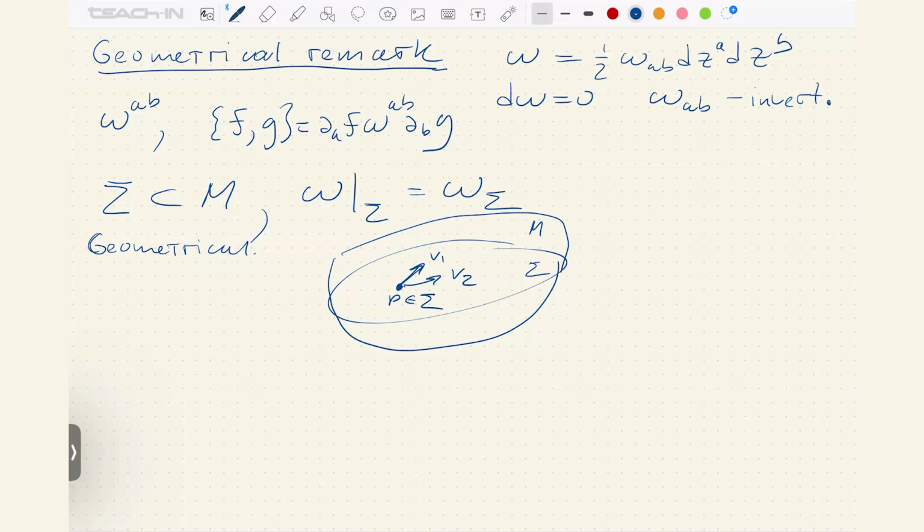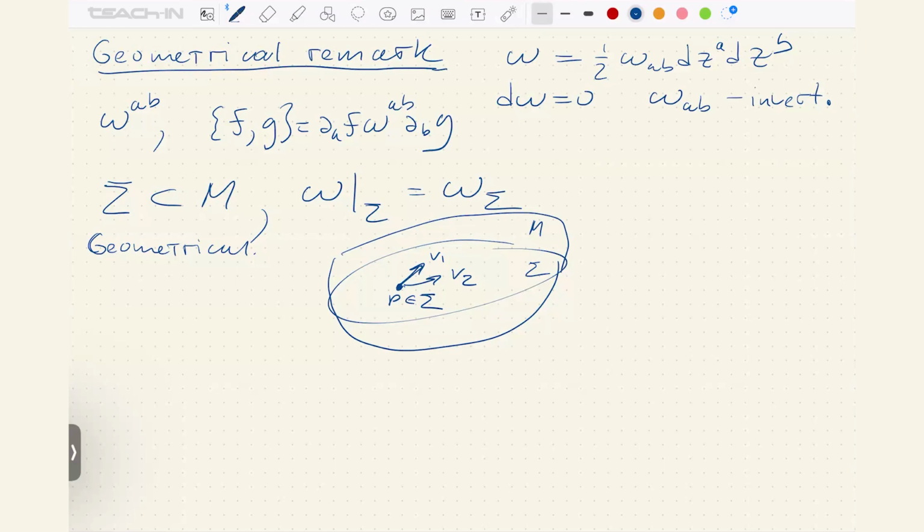You just evaluate your form, restrict your form to vectors tangent to sigma, and do it only at points belonging to sigma. And you get a two form on sigma. The same, of course, you can do with forms of different degrees. It's exactly the same as the restriction of functions to the surface sigma, because you have a function on M.